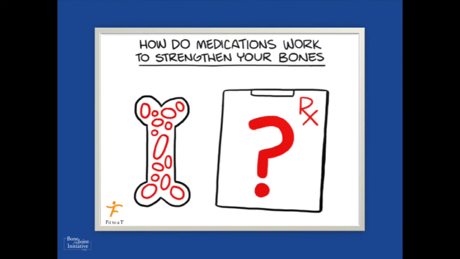Anti-resorptive medications, or ones that slow down the bone loss, work by encouraging the osteoclast to die, slowing down the bone loss, but allowing bone building to still occur. The other class of medication, which we call the anabolic medications, work by stimulating the osteoblasts, or new bone formation. All treatment should be discussed with your physician.